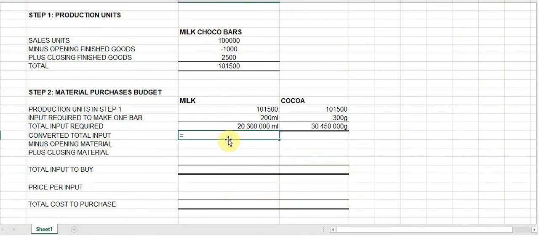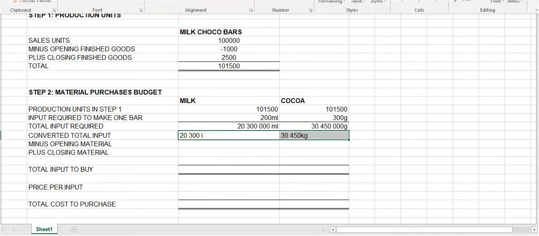So I need to take the 20,300,000 milliliters, and I need to divide it by 1,000. And that gives me now liters. That's 20,300 liters. For going from grams to kilograms, because I'm converting to the larger measurement, I need to also divide by 1,000. So it's going to be 30,450,000, and I'm going to divide by 1,000, and that's going to give me 30,450. So that's 30,450 kgs.